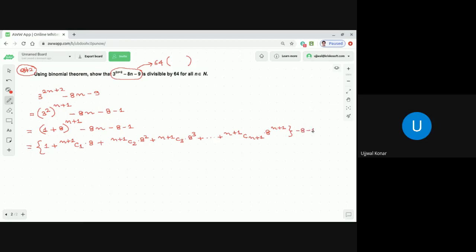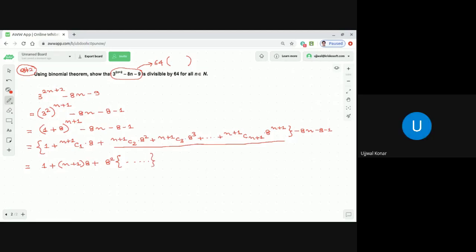And here you get minus 8 minus 1. So what are you going to get here, dear students? Sorry, I made a mistake here. Here I should also write 8n. Just a minute. Minus 8n minus 8 minus 1. And if you find there is a typo made by sir, your task is to inform. So n plus 1 c1 is nothing but n plus 1, into 8, plus whatever we are getting from here to here, which are all 8 square into something. I'm not writing it because it is not required.